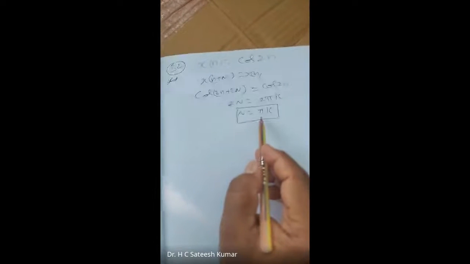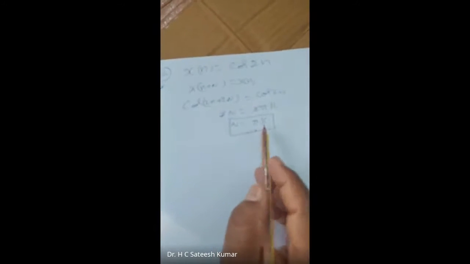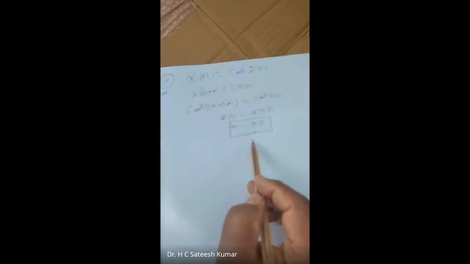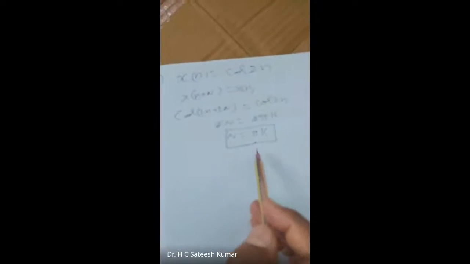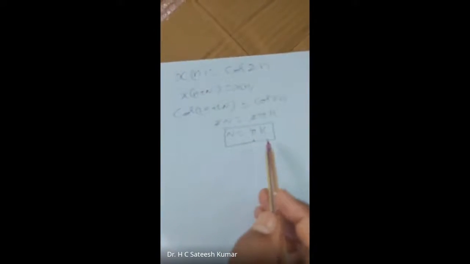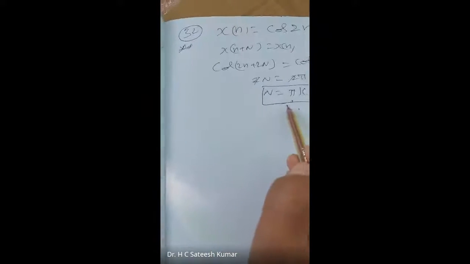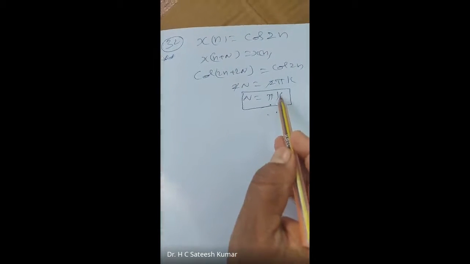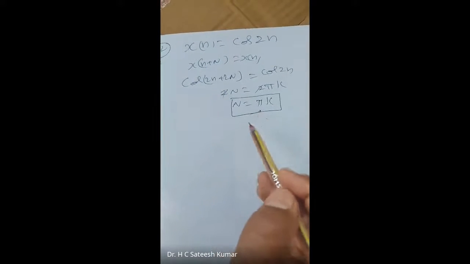But pi is not an integer. Therefore, k cannot be pi. One student said, "Sir, I'll take pi is equal to 22 by 7, and I'll take k as 7. 7 gets cancelled, 22 is an integer." No, because 22 by 7 is only an approximate value for pi. Therefore, we should select the value of k as an integer such that n should be an integer.